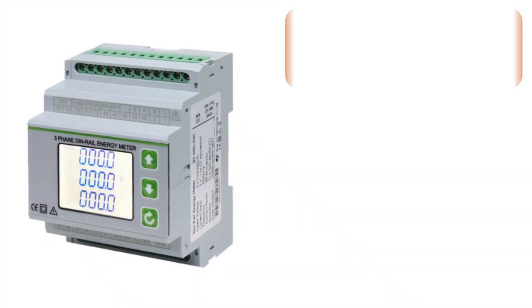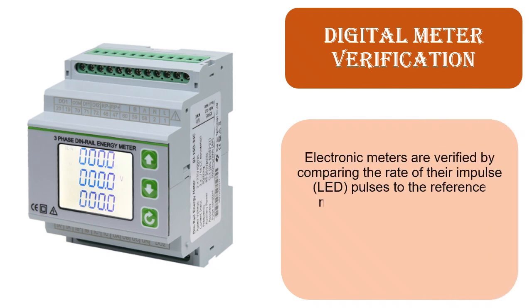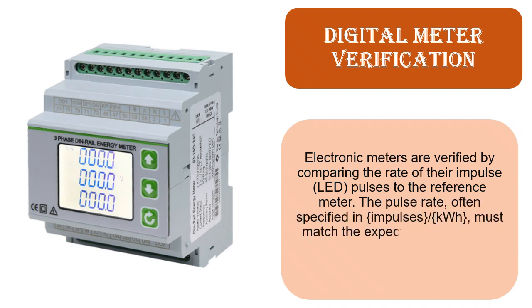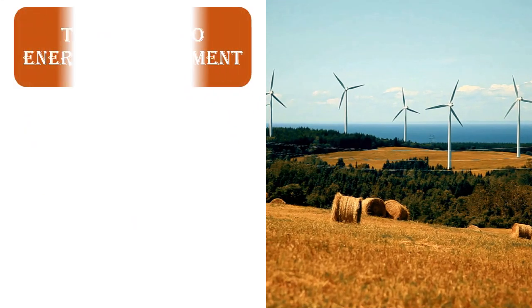Digital meter verification. Electronic meters are verified by comparing the rate of their impulse, LED, pulses to the reference meter. The pulse rate, often specified in impulses per kWh, must match the expected consumption based on the applied load and the meter's constant.